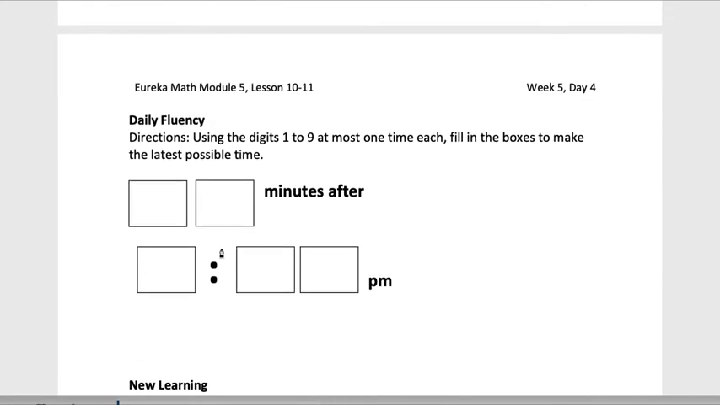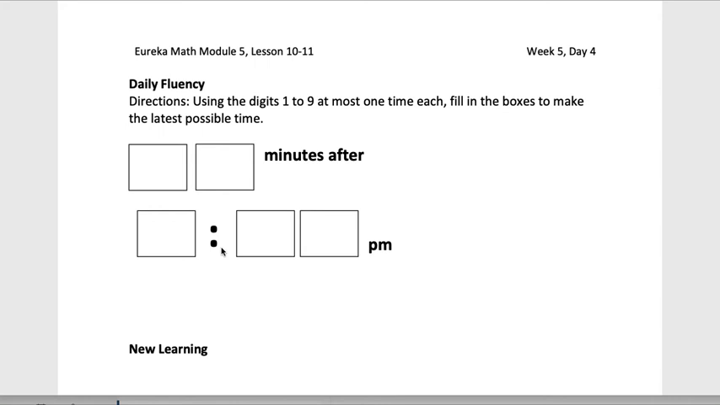Okay, now we are going to go through with 2 more days to go through. You guys are doing a great job. All right, so we are going to look at Module 5, Lesson 10 and 11.